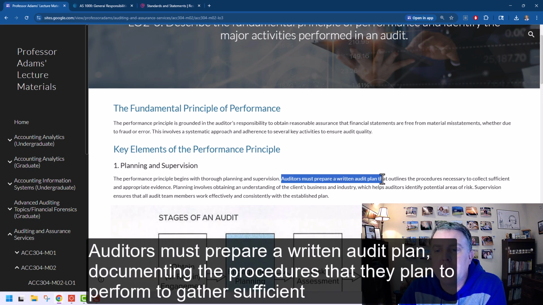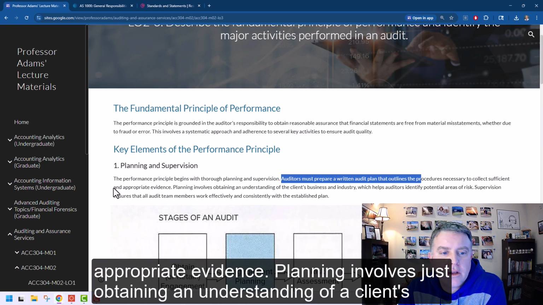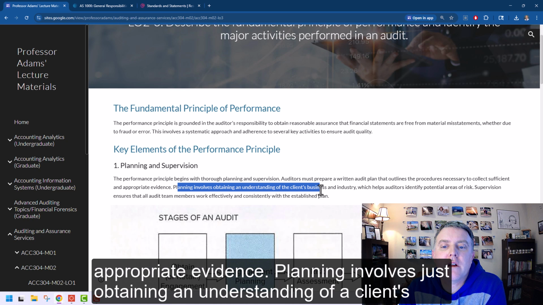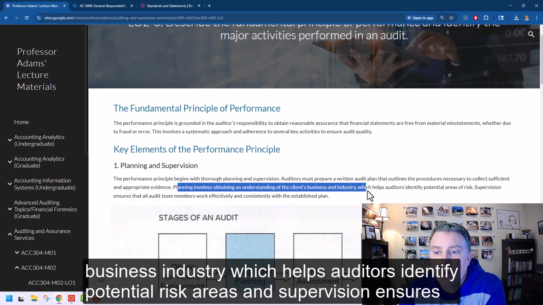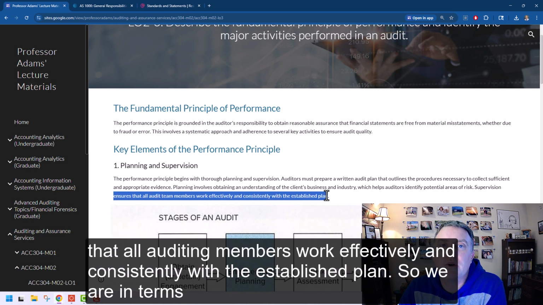Auditors must prepare a written audit plan, documenting the procedures that they plan to perform to gather sufficient, appropriate evidence. Planning involves obtaining an understanding of the client's business and industry, which helps auditors identify potential risk areas, and supervision ensures that all audit team members work effectively and consistently with the established plan.